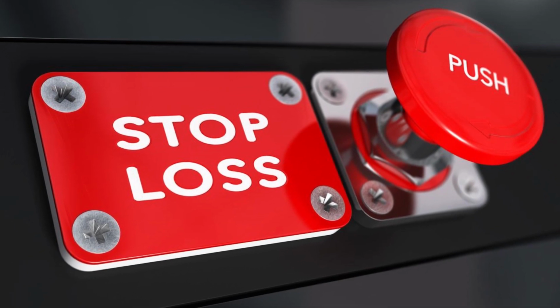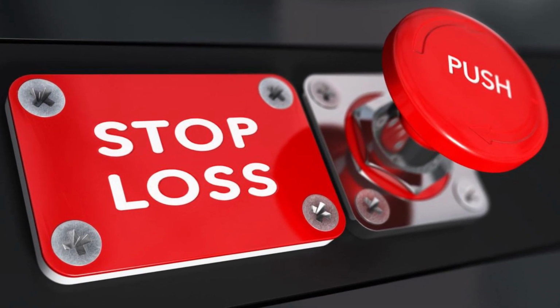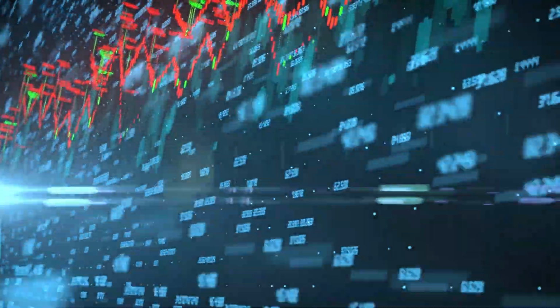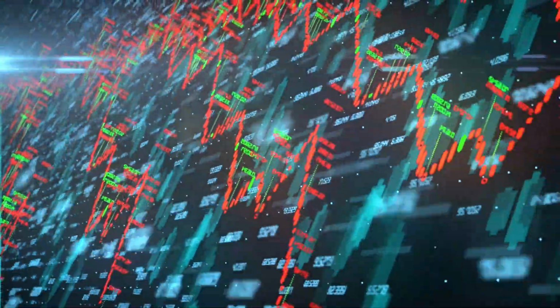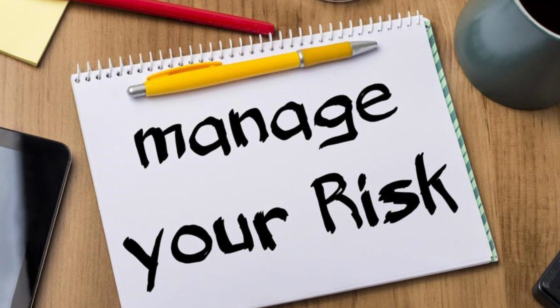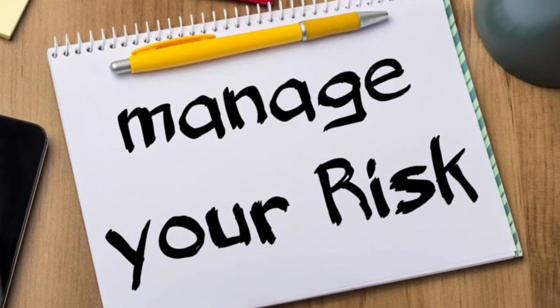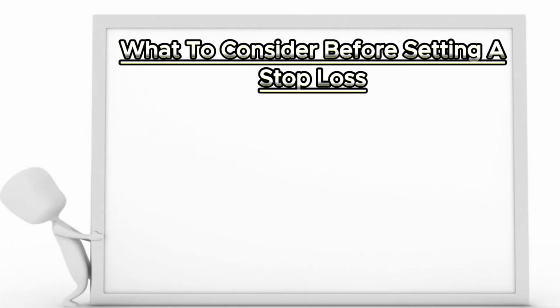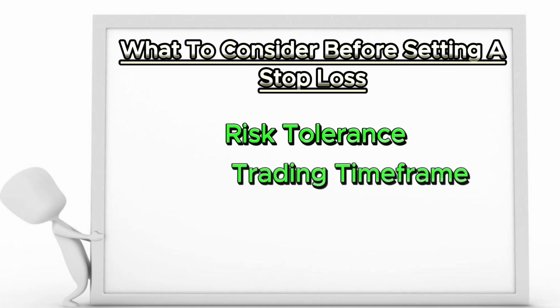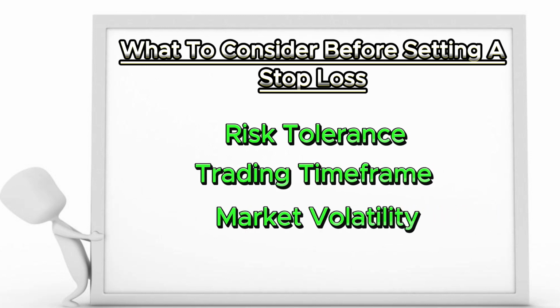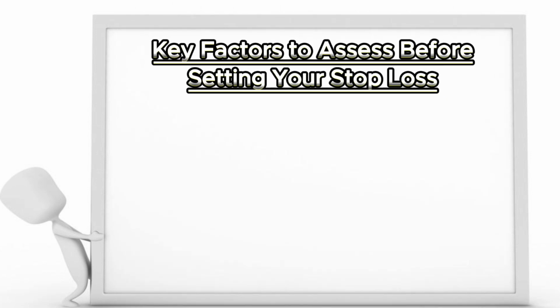The stop-loss is your safety net in trading. It's the level at which your trade will automatically close if the market moves against you, limiting your losses. It's a crucial risk management tool that helps protect your capital and minimize potential drawdowns. When setting your stop-loss level, consider factors such as your risk tolerance, trading time frame, and the volatility of the market. Here are some key considerations for setting stop-loss levels.